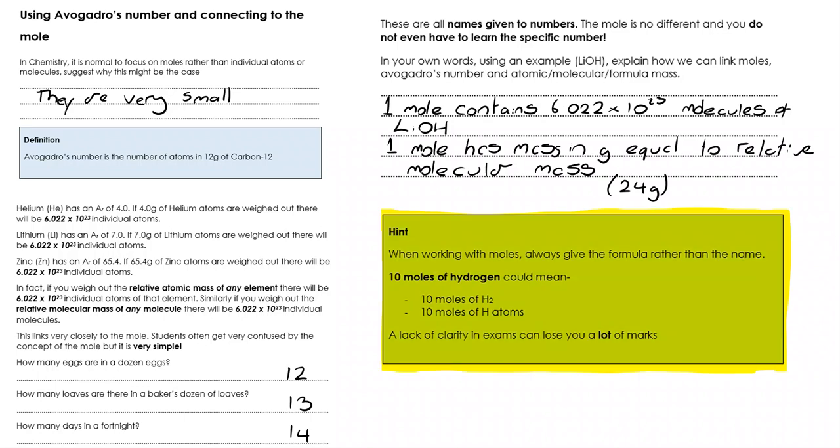I'm just highlighting here something that's really important, and it's about being able to talk with certainty about figures. So 10 moles of hydrogen doesn't tell us much. Do we mean 10 moles of H2 molecules, or do we mean 10 moles of hydrogen atoms? That clarity is absolutely vital.